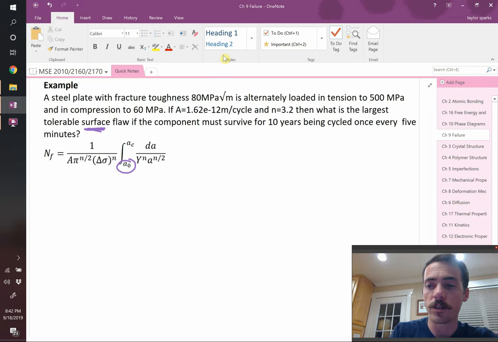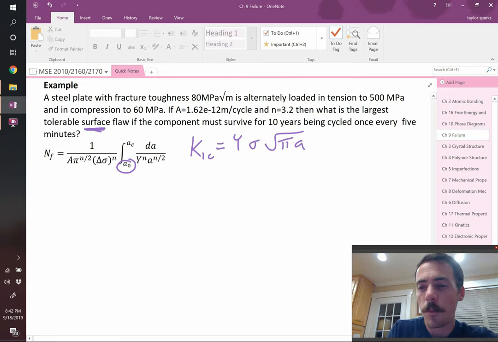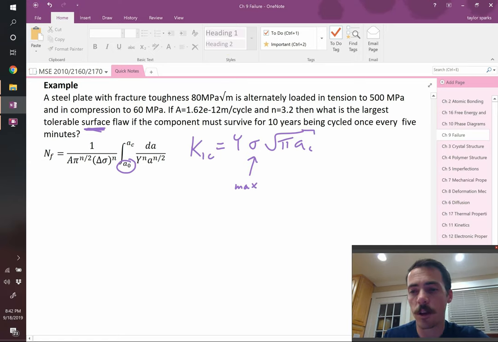Well, we're given the fracture toughness, right? So if K1C is equal to Y sigma square root of pi times A, we know that at the maximum stress, when this is equal to its maximum, that's when the thing's going to break. Then we can set that to the critical flaw size, right? The largest flaw size that it can have before the right-hand side of this equation is larger than the fracture toughness, and it fractures, right? So let's go ahead and solve for that.